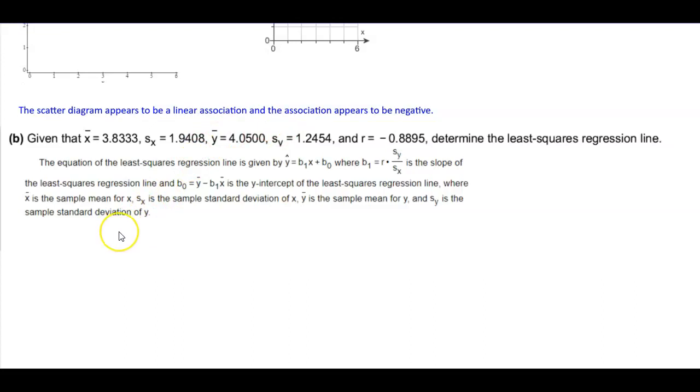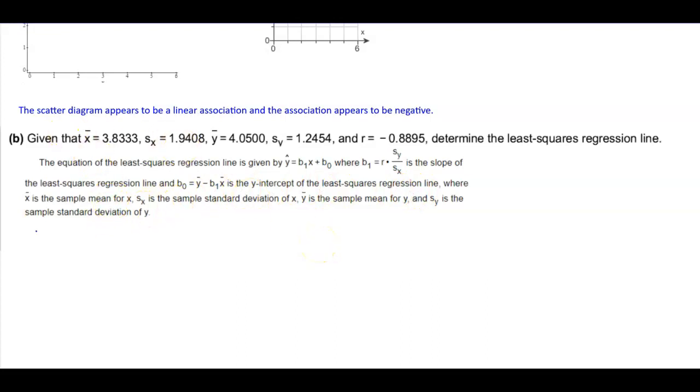We want to do it by hand, so first and foremost, we can see that the equation of the least squares regression line is given by y equals b1 x plus b0, where b1 is equal to r times the standard deviation of y divided by the standard deviation of x, which is the slope of the least squares regression line, and b0 is equal to the mean of y minus b1 times the mean of x, which is the y-intercept of the least squares regression line, where we know the given values.